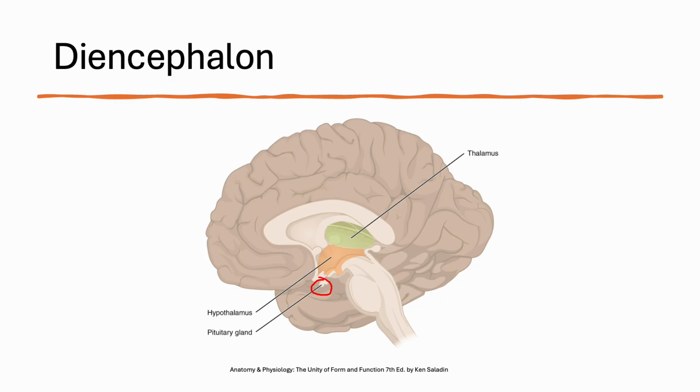The pituitary gland is an endocrine gland, meaning that it produces chemical messengers called hormones that regulate various functions in the body.